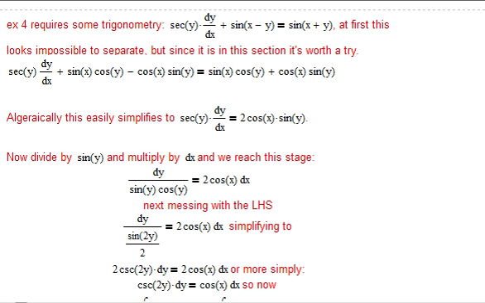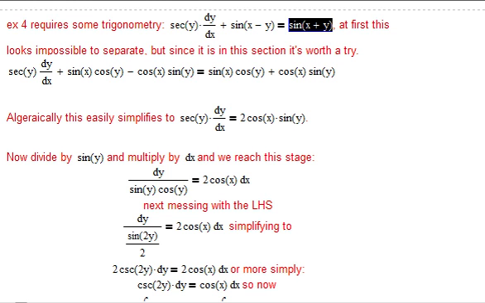This next separable equation requires a little bit of trigonometry. I know. Great. I'm glad you know. I'm so ready. So let's dive right in there. Secant of y dy dx plus sine of x minus y equals sine of x plus y.